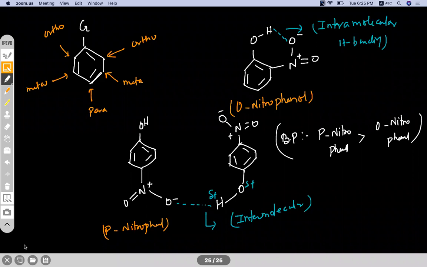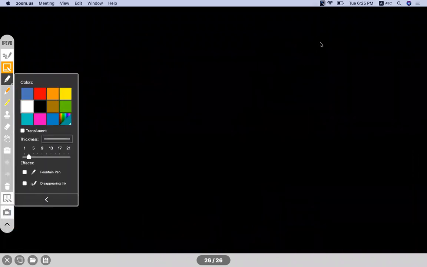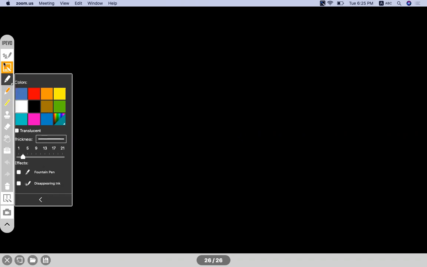Write down the heading: Properties. Just a second. We have three more points in this. We'll finish it and then we'll take a break. I'll take max 5 minutes. Write down properties affected by hydrogen bonding. There are 3 points in this. That is it.